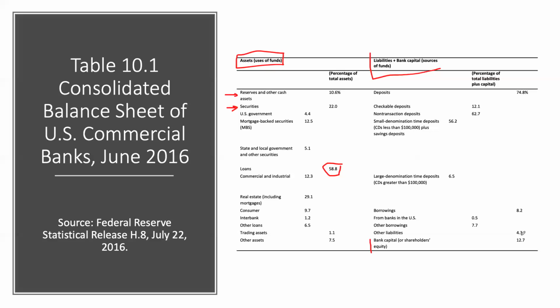There are other liabilities, and whatever is left over is bank capital, right? About 12.7% of the bank's liabilities are owed to its shareholders.